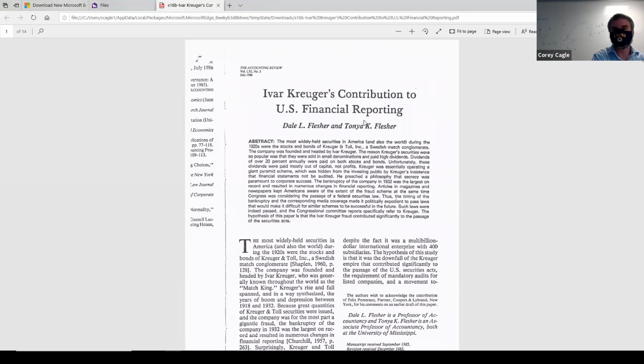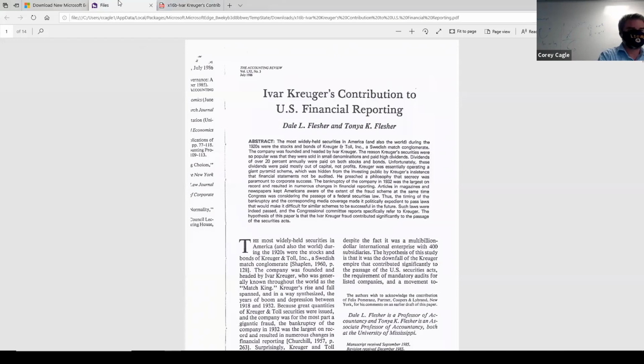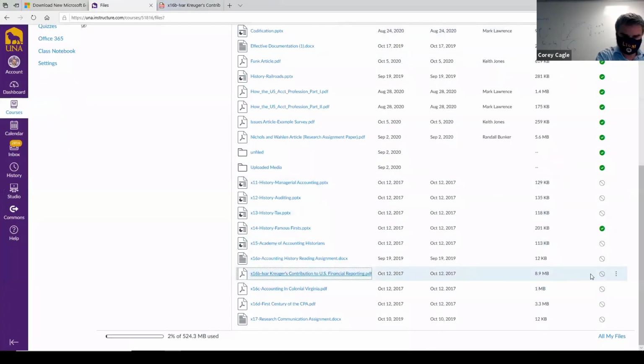Dale and Tanya Flesher, Ole Miss. He was my dissertation chair. She was Bunker's dissertation chair. Yes. They are married.